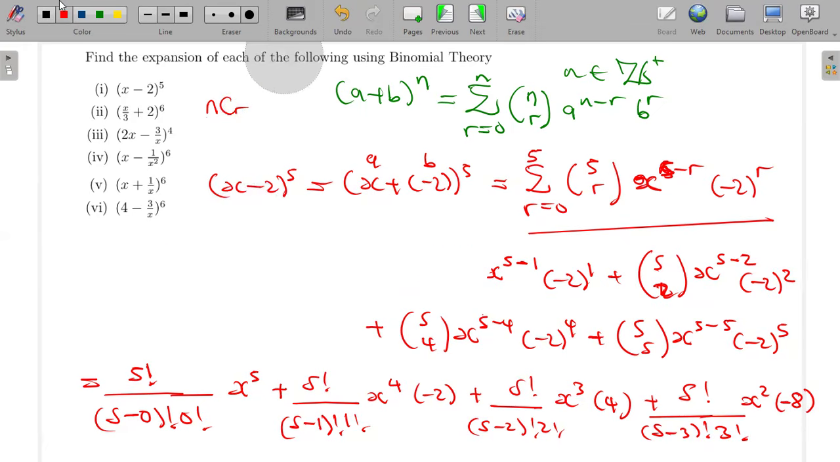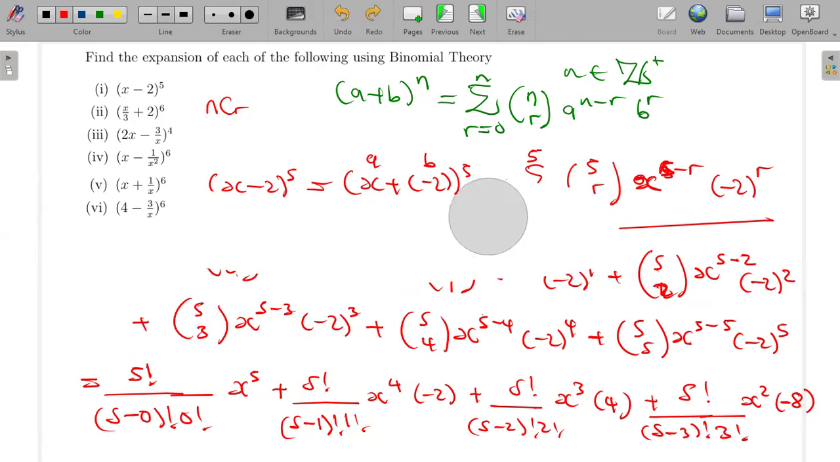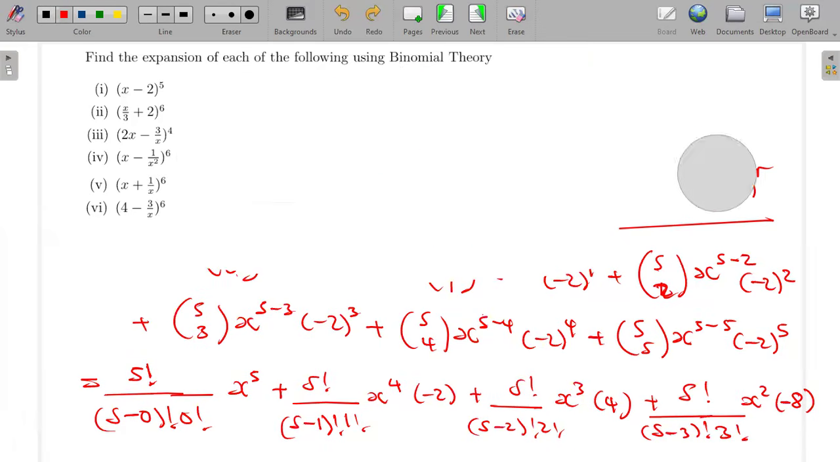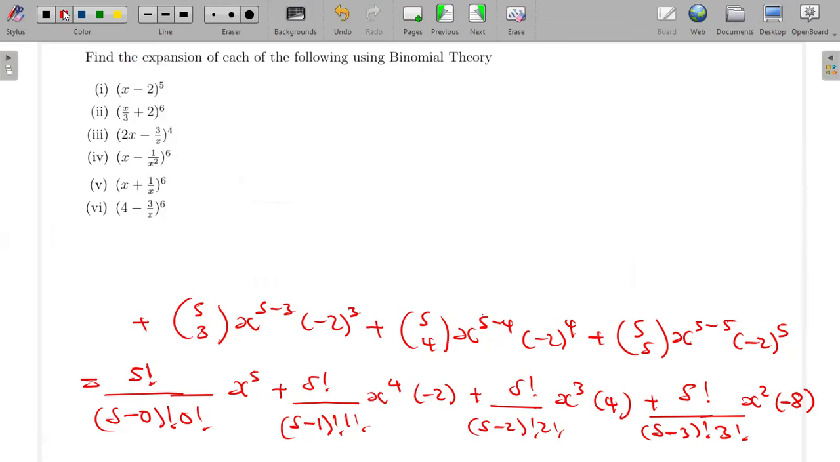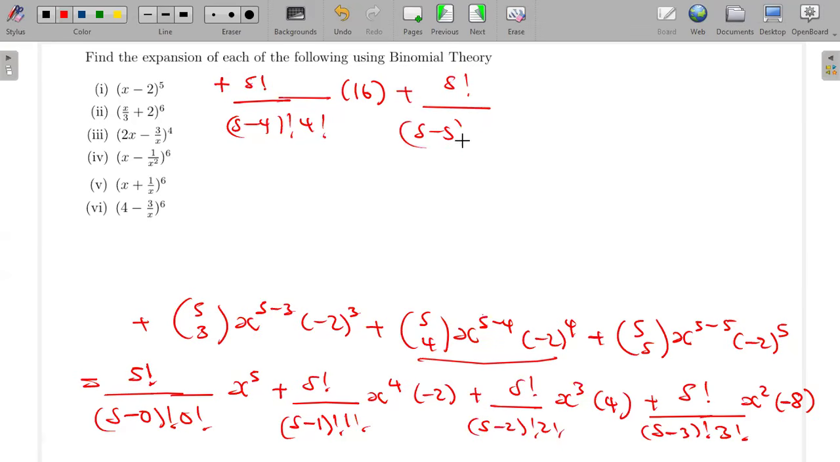Okay, so let me erase this line instead. So, what are we going to get next? What follows there is going to be plus, so I'm continuing. The next term is this one here. That's 5 factorial over 5 minus 4 factorial, and then you have 4 factorial. And then that is going to be plus the negative 2 to the power of 4. That is just going to give us 16. And then we have next, that is 5 factorial over 5 minus 5 factorial.